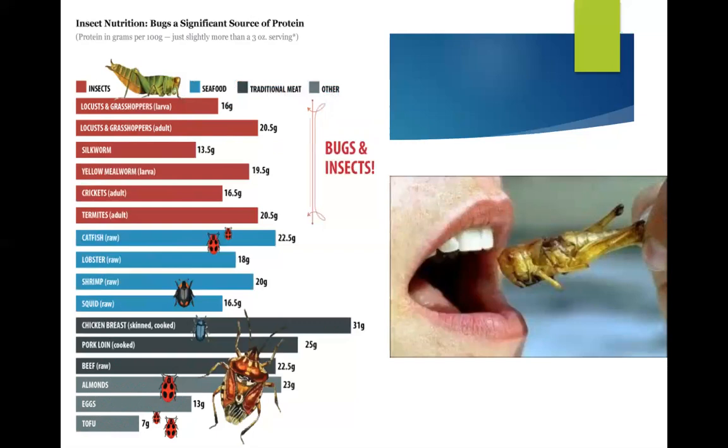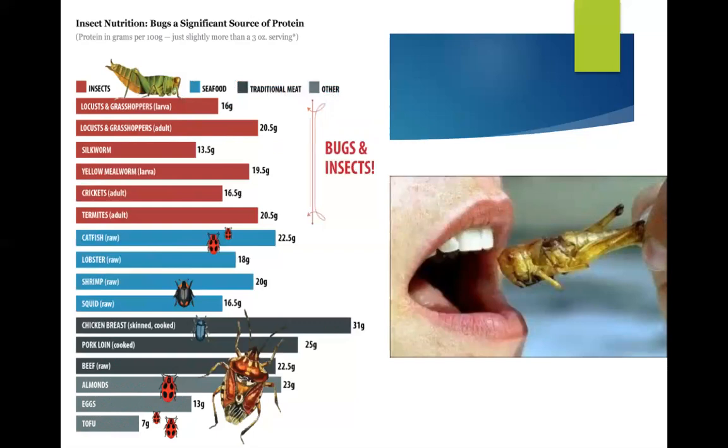First of all, bugs are very prevalent. They're easy to reproduce. They have a very short reproductive life. They're very efficient. They require less food, 12 times less than beef, for example. They require less storage space, and they produce less greenhouse gas emissions.